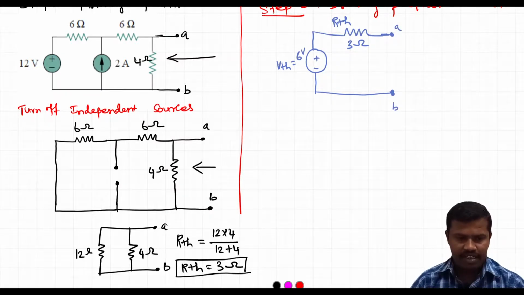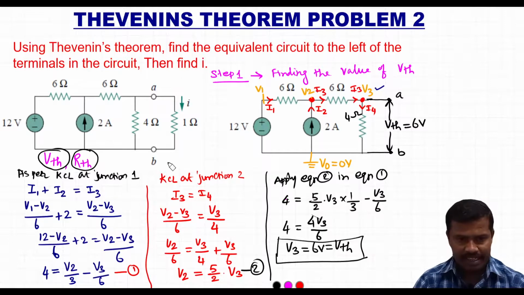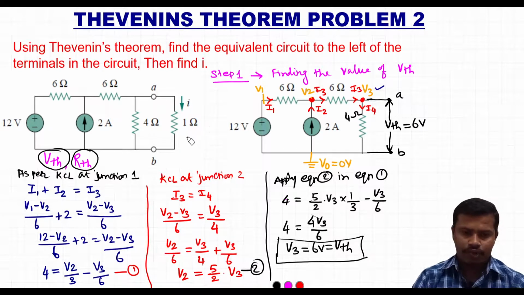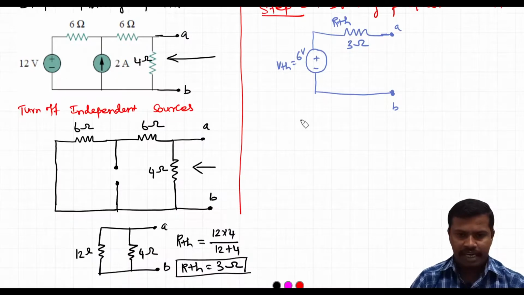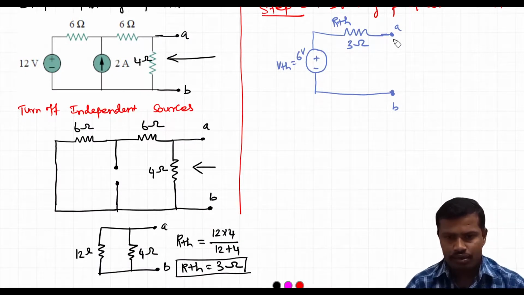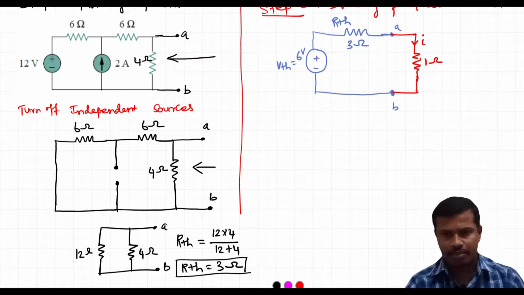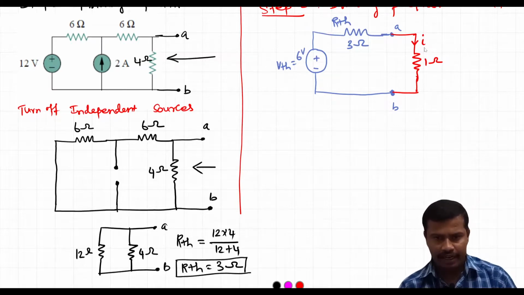Now as per the given problem, we need to connect back this 1 ohm resistor to the A and B terminals. Then we need to find the value of current I, which is flowing through the 1 ohm resistor. Now we will connect back the 1 ohm resistor here. We have connected it back at the terminals A and B, and the amount of current flowing through this 1 ohm resistor is I. As per the problem, we need to find the value of current I.